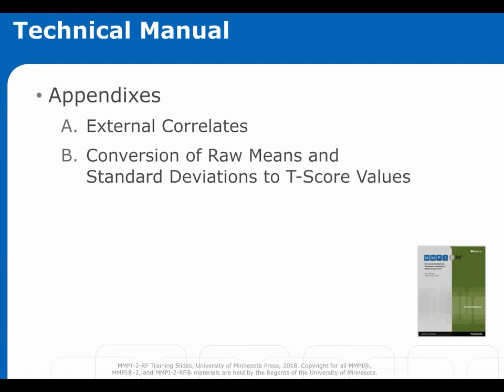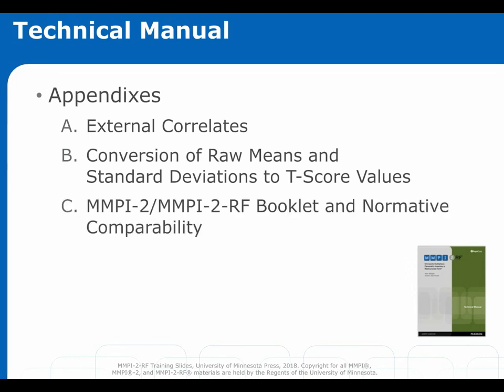The next appendix in the technical manual, Appendix B, provides information regarding the conversion of raw means and standard deviations to t-score values. This is primarily used in research studies. Appendix C contains comparisons of MMPI-2 and MMPI-2-RF booklet and normative samples. Specifically, this appendix contains data and summaries that were focused on answering two questions. First, the test developers were interested in determining the extent to which MMPI-2-RF scale scores derived from an MMPI-2 versus an MMPI-2-RF administration were similar.